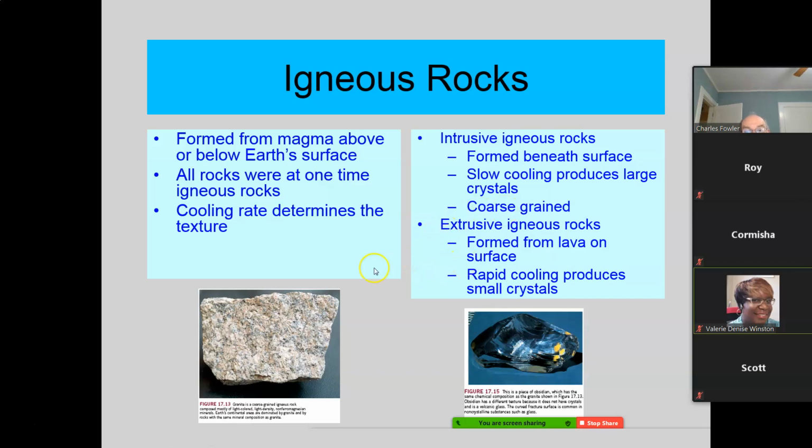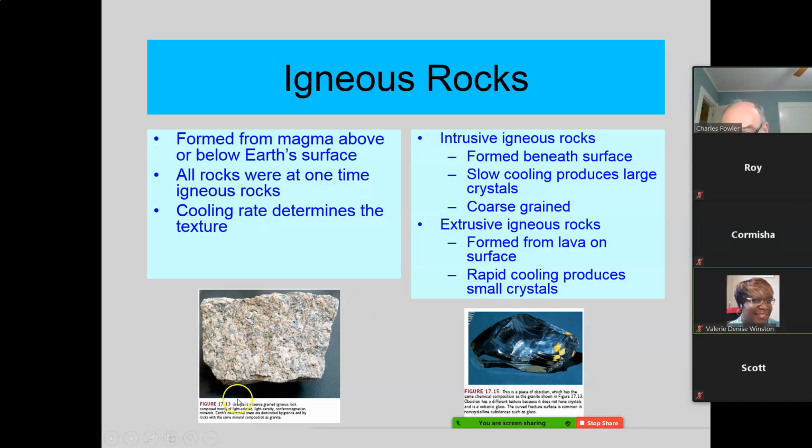Extrusive, think exit. It exited the Earth's surface. So therefore it formed from lava, was magma, but became lava when it reached the surface, so therefore it cooled really rapidly. And if it cooled rapidly, it gave you small crystals, meaning fine grain, not coarse grain. Okay? Now, here's the example.